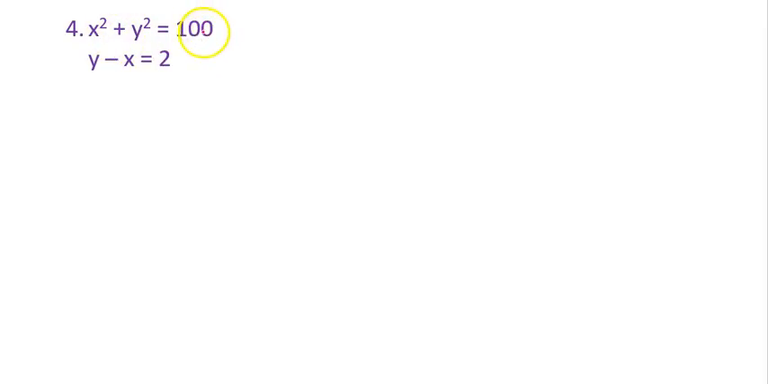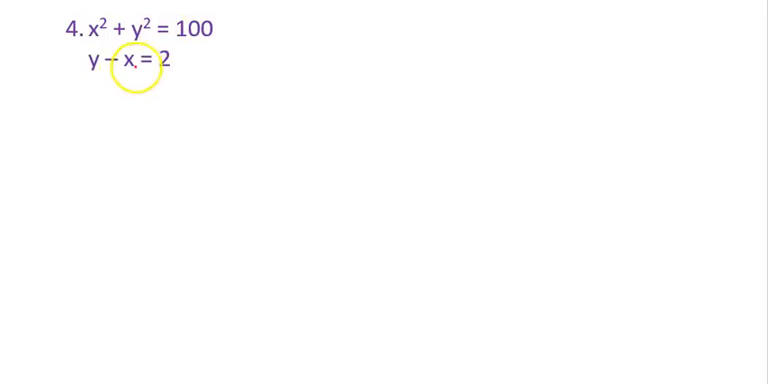Okay, for our last example, you may recognize the first one as a circle with a center at 0, 0 and a radius of 10. And the second one is a line. So just because I have a line here doesn't mean this is a bad thing. It's still a nonlinear system because it's crossing with a circle. And so we're going to work on it.